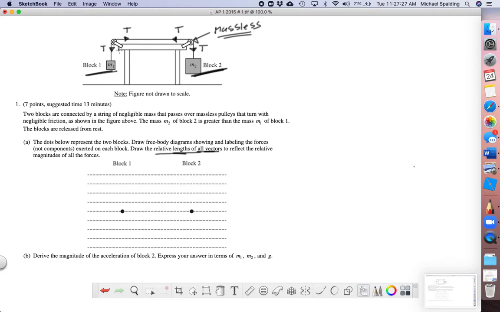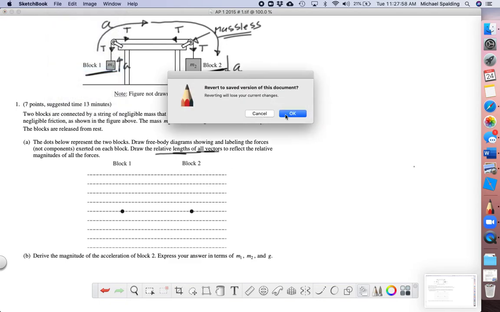So the acceleration of this system, and when I say system, I mean all of this together, M1 and M2, the acceleration is going to be this way, right? M1 is going to accelerate up, and the acceleration continues like that, and then M2 is going to accelerate down.